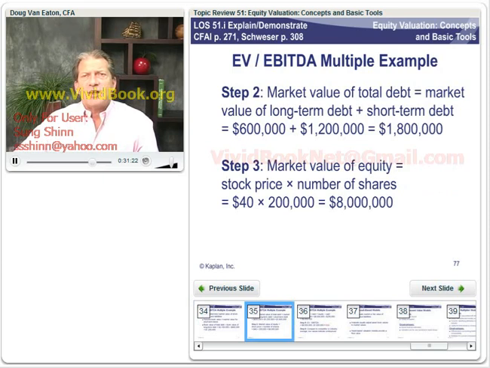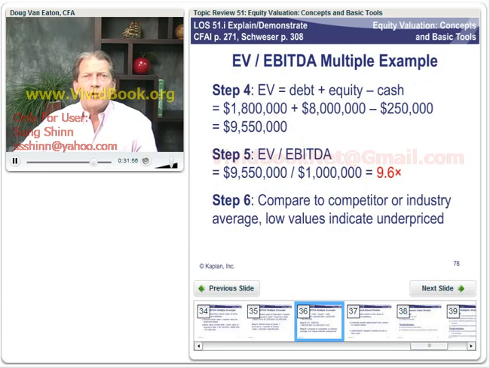Our second step here is to get the market value of total debt. So we want the market value of the long-term debt and then add in what we just calculated as the approximate market value equal to the book value for short-term debt and come up with total debt market value of $1,800,000. Step 3, we need the market value of equity. That's simply the stock price times the number of shares. So that's $8 million.